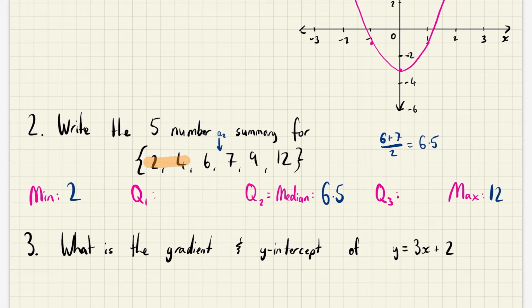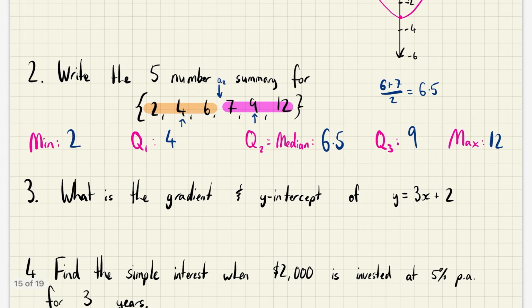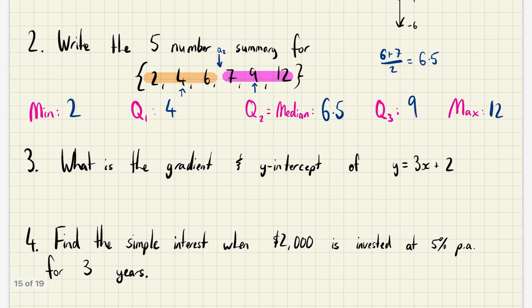Now, Q1 is going to be, I'm going to use a highlighter for this, the middle number of the first half. And then similarly, Q3 will be the middle number of the second half. So the middle number of the first half is 4. So that's our Q1. And our middle number of the second half is 9. So that's our Q3. And that's our 5-number summary. I find it a lot easier if you break it down like that, where you start with minimum, maximum, and then go for the easiest ones first, and then you work your way down.